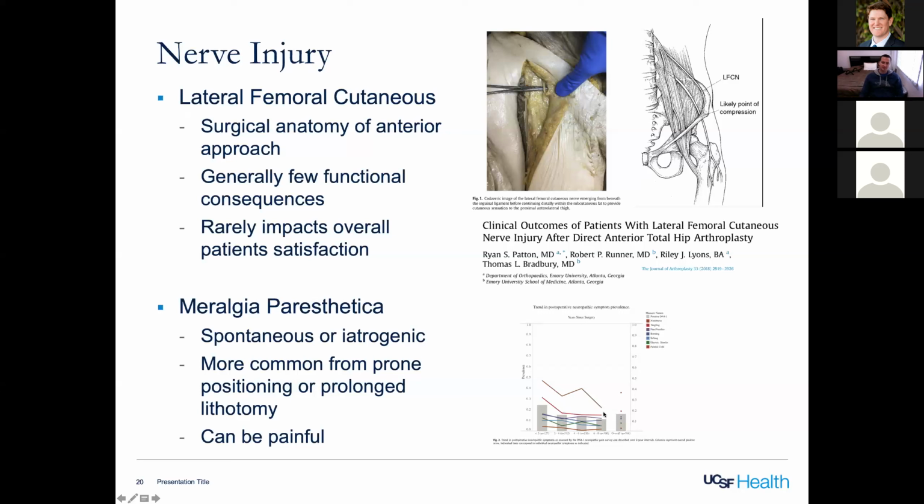In terms of the time to recovery for a lateral femoral cutaneous nerve palsy, it can take a while. So you have to counsel patients on that as well. Any questions about that before we move on?